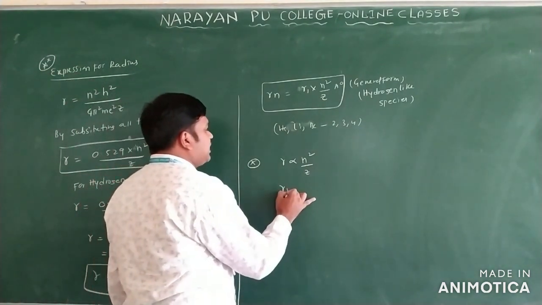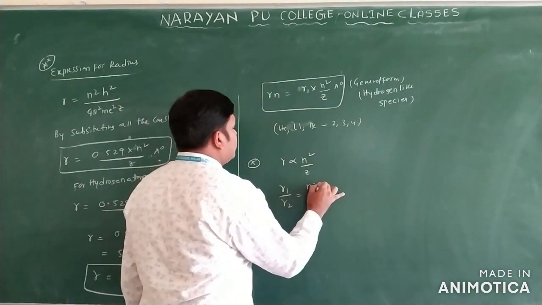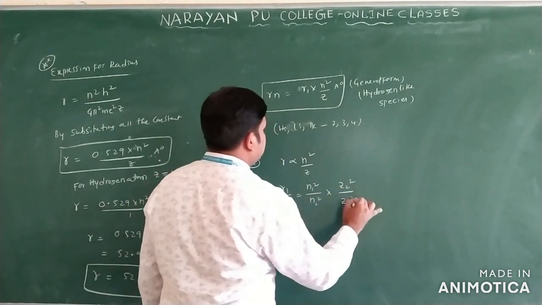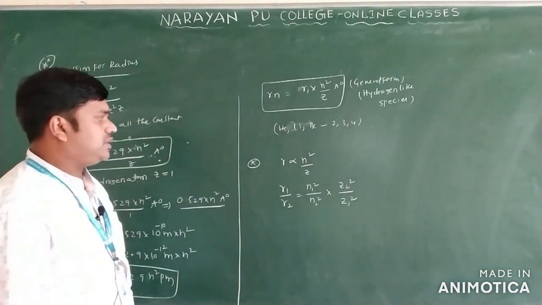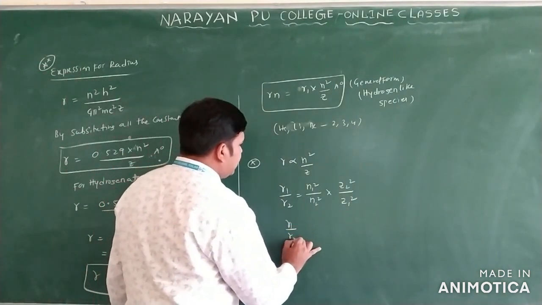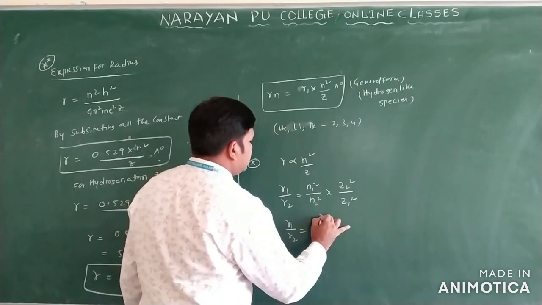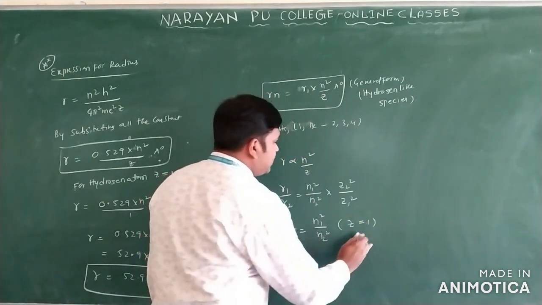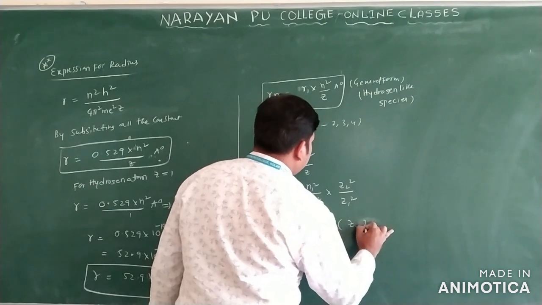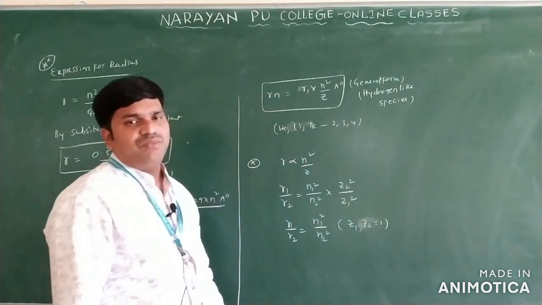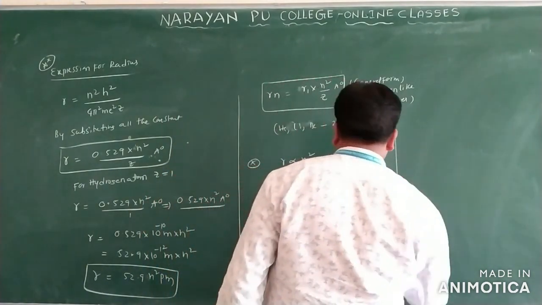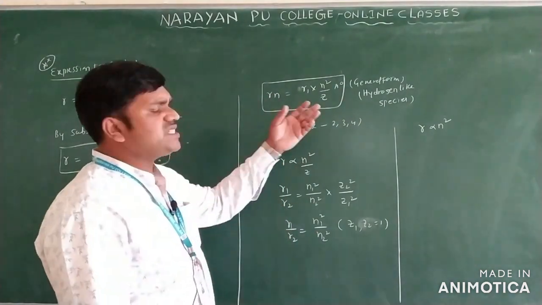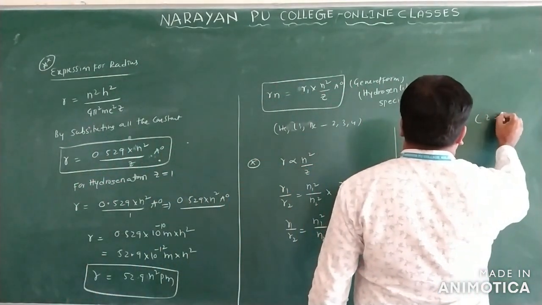From this I will write R1 by R2 is equal to N1 square by N2 square into Z2 square by Z1 square only. Suppose if Z1 and Z2 are equal to 1, that means if it is a hydrogen spectrum, the Z value you are taking is 1 only. Now from this I will write R directly proportional to N square only, if we take Z is equal to 1.